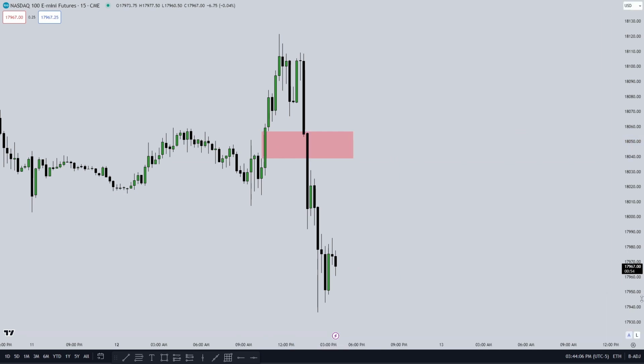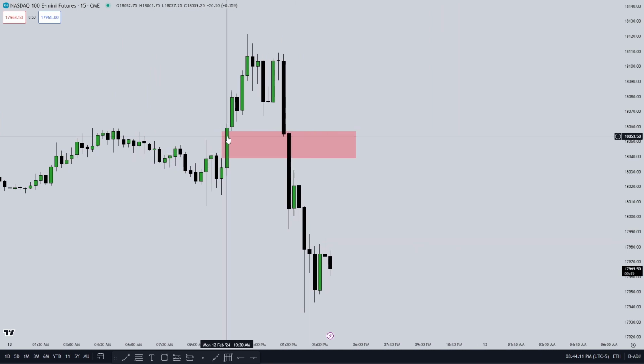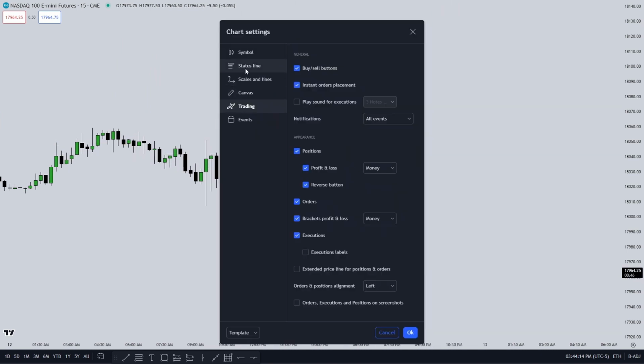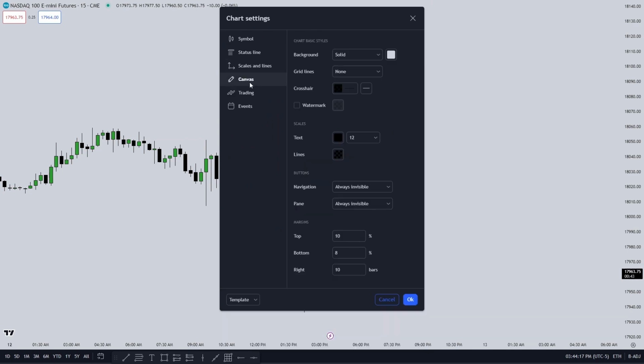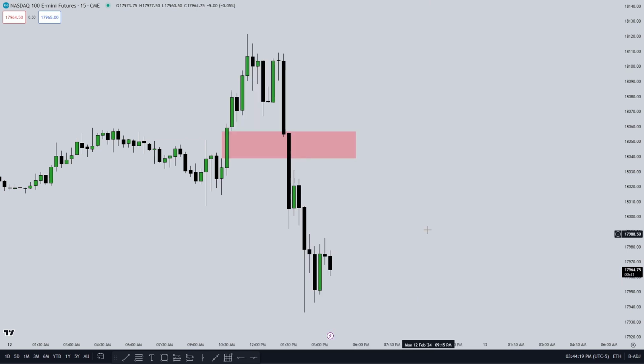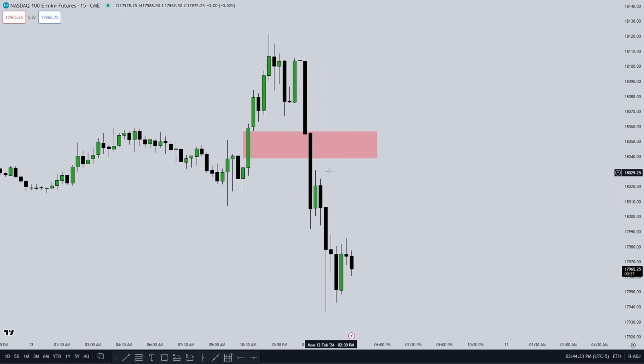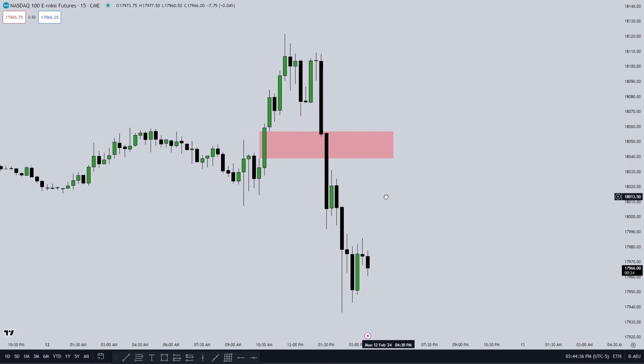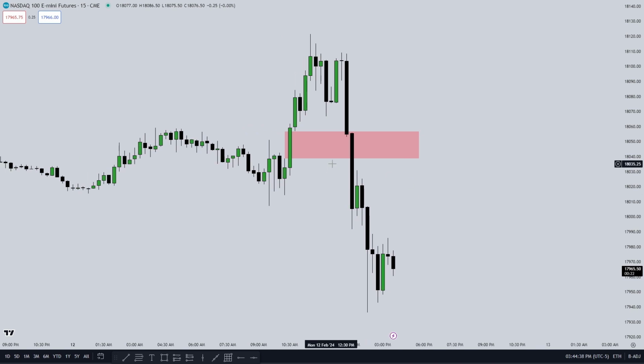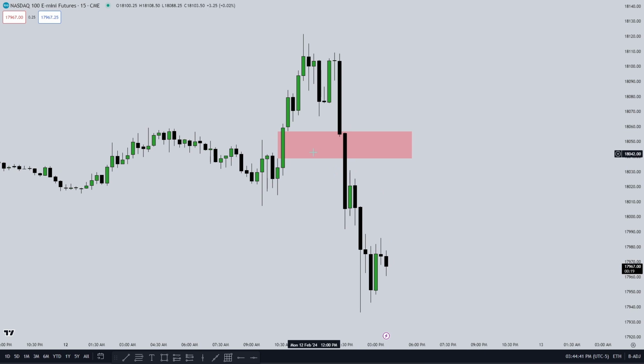Now an inverse fair value gap is a fair value gap right here that gets disrespected. And what do I mean by that? So the fair value gap forms right here. Turn this off, actually. I always have to do this, but it just looks cleaner. So price forms a fair value gap right here. Price drops back into it and disrespects it, trades right through it and closes right below it. Just runs through it immediately. And so that's what I mean by disrespecting.